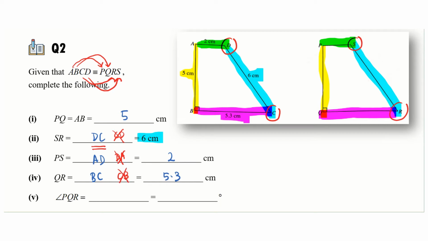Next, for angle PQR, angle PQR refers to this angle here, and the question gave it to be 90 degrees. So it will match with angle ABC, and that is 90 degrees. The degree sign has already been filled in. So that is how we do question 2.